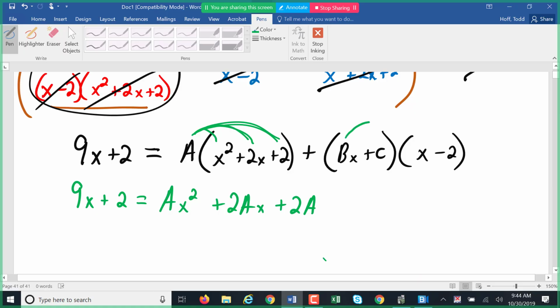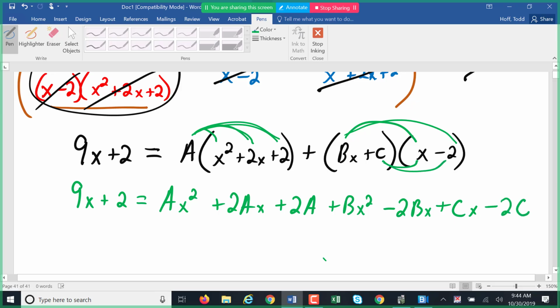Over here, I have to FOIL this out. Bx times x is bx squared. Bx times negative 2 is a negative 2bx. C times x is cx. And c times negative 2 is a negative 2c.